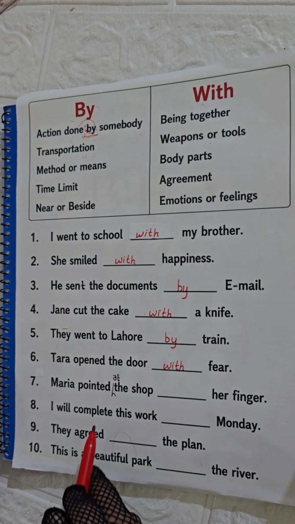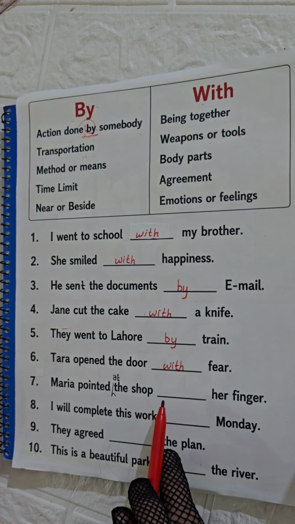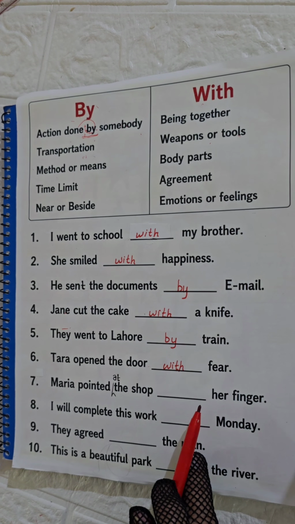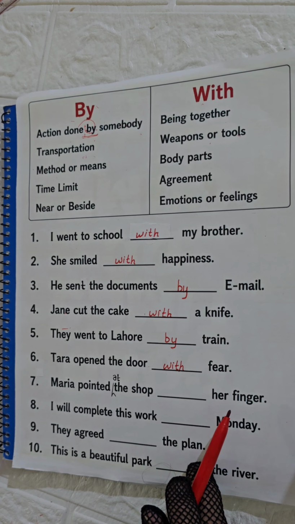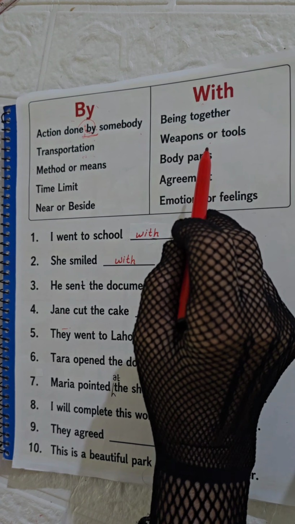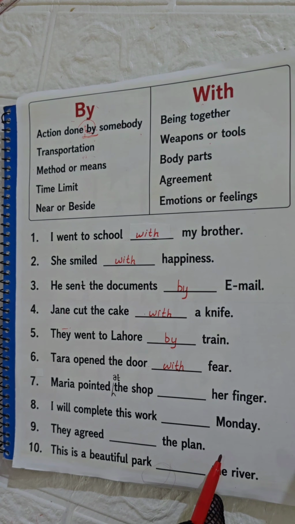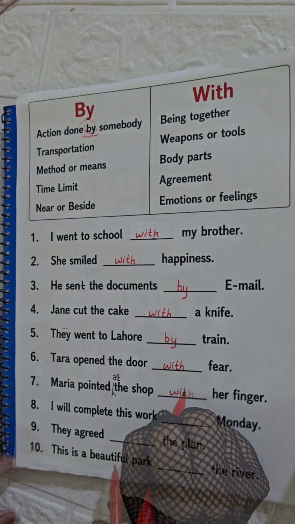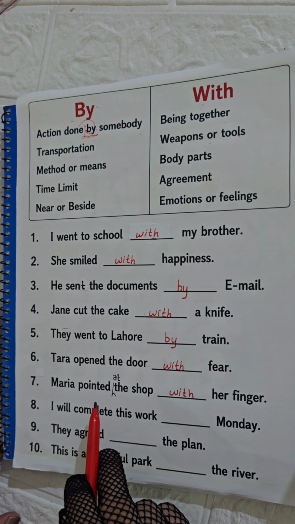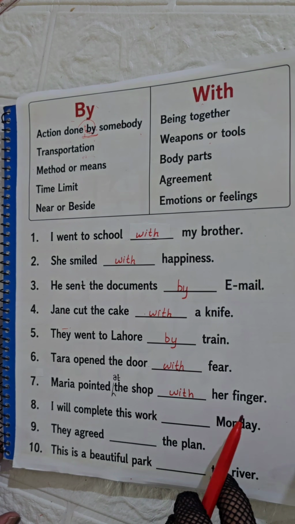Now, number seven, Maria pointed at the shop blank her finger. This sentence shows the body part used to do the action. I told you this. Therefore, we will write with, as whenever we use a body part, we always use with. We will write with in the blank. Now, our complete sentence is Maria pointed at the shop with her finger.